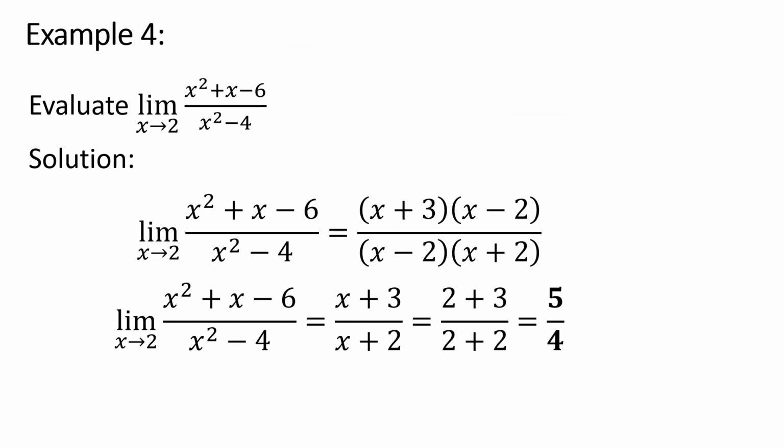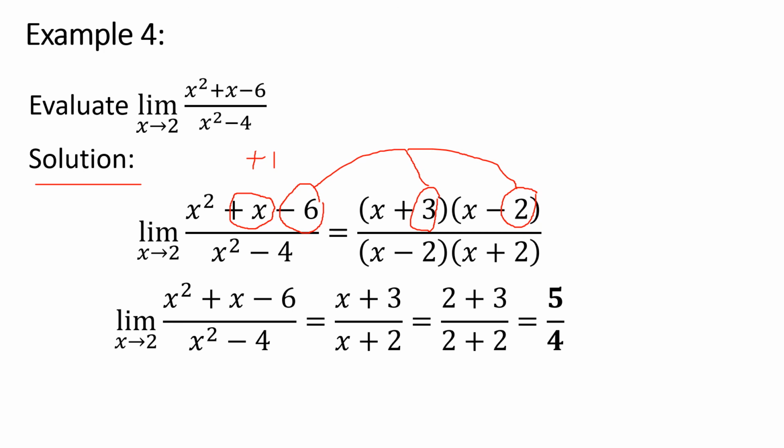For example number 4, we are to evaluate the limit of x squared plus x minus 6 over x squared minus 4 when x approaches 2. So for our solution, we're going to find the factors of negative 6 that, once we add these two factors, can provide you a positive 1 here. So that will be positive 3 and negative 2. If we multiply 3 by negative 2, it's negative 6.